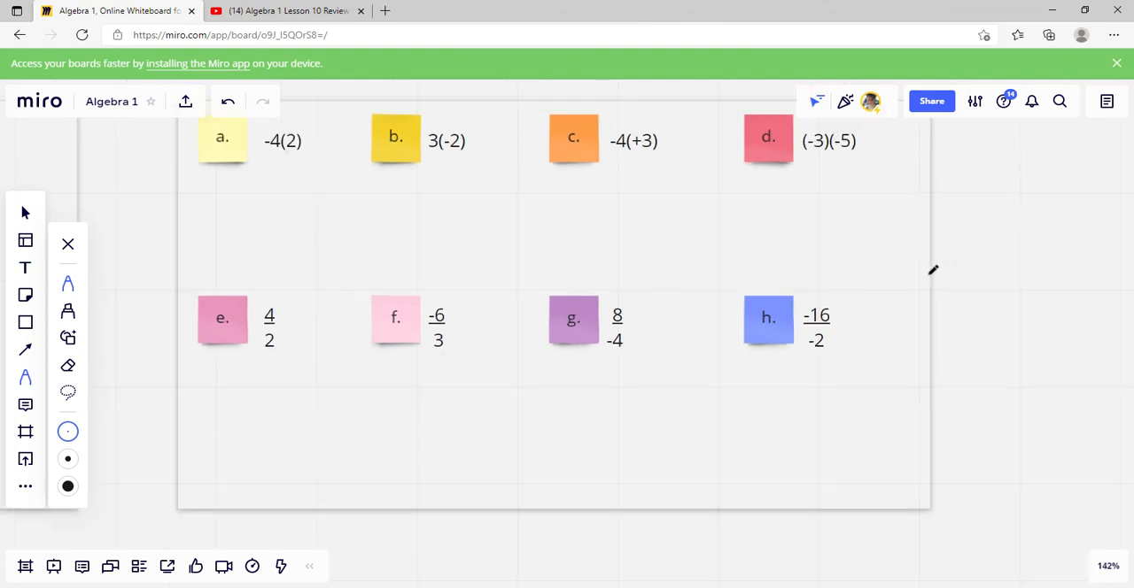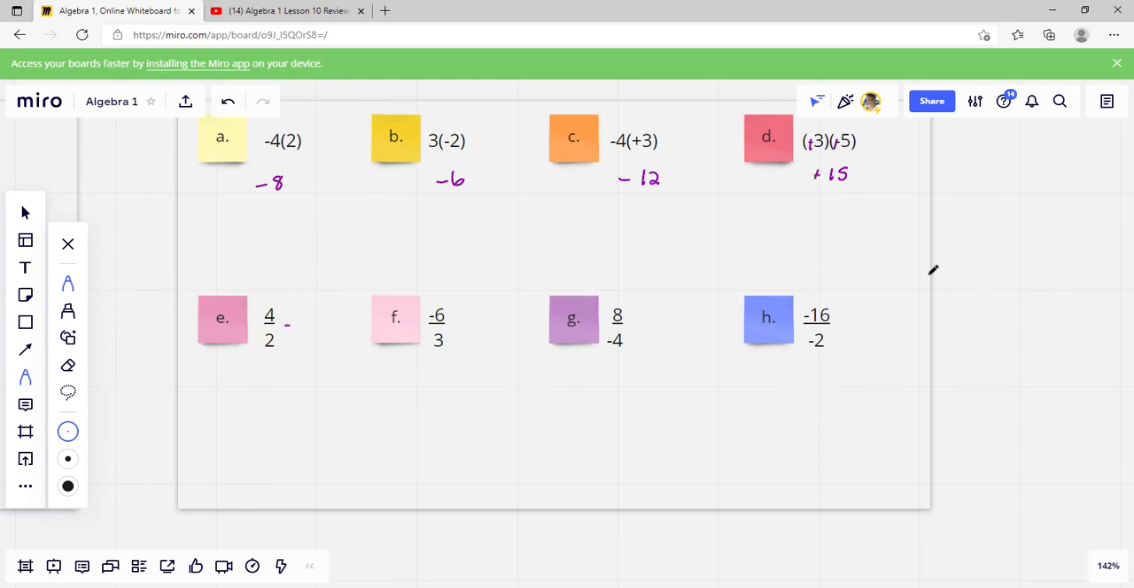Alright, so the first one, A, is 2 times 4 is 8, and that would be negative 8. 3 times 2 is 6, and that would be negative 6. 3 times 4 is 12, and that would be a negative 12. 3 times 5 is 15. Now both of these negatives will cancel each other, so that will be positive 15.